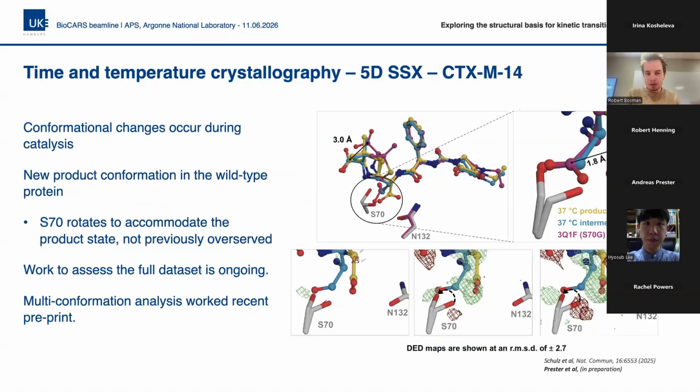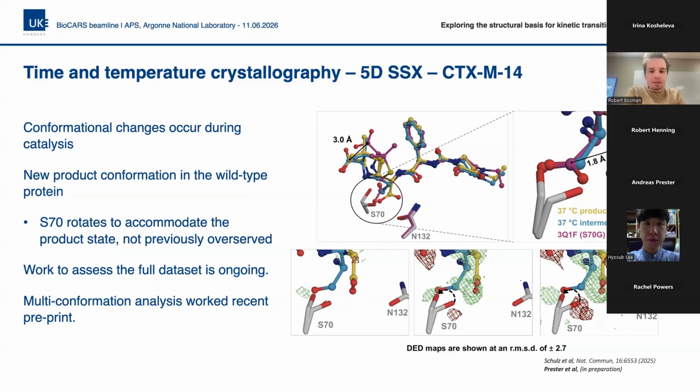And this also allows us to pick out some unique states that occur that we don't see otherwise. One of the interesting conclusions of this data, and Andreas is still working diligently on the rest of the whole time and temperature series, and I'm not going to delve too deeply into the beta-lactamases and their chemistry today, but essentially we can see a repositioning of serine 70, which normally participates in the covalent intermediate, as a function of the formation of the product state.